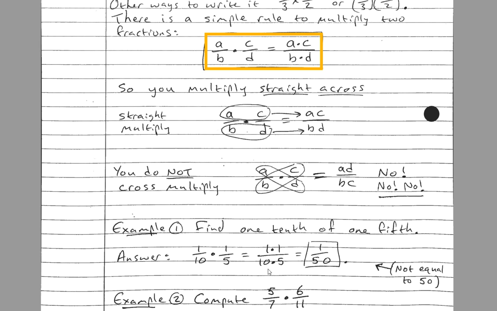Multiply the tops, you get 1. Multiply the bottoms, you get 50. So that's the answer, 1 over 50. And I sometimes see people writing that that's equal to 50. No, 1 times 50 would be 50, but this is 1 divided by 50. It's 1/50th, so it's just a very small part of a rectangle. So make sure you don't make that mistake. You just leave it 1 over 50.